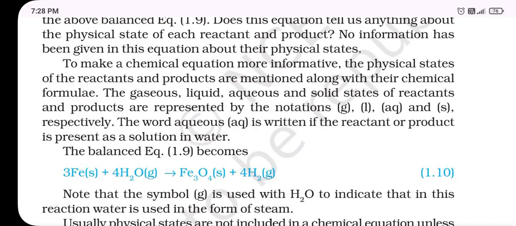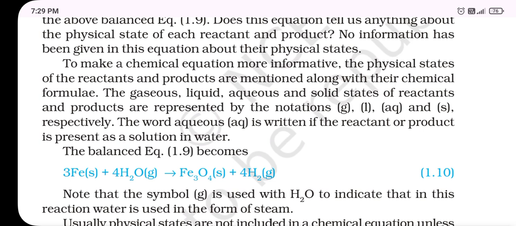Okay, the gaseous, the liquid, the aqueous, and the solid states of reactants and products are represented by notations. Notation means the short form. So the notation of gaseous is: open the small bracket, write g, then close the small bracket.